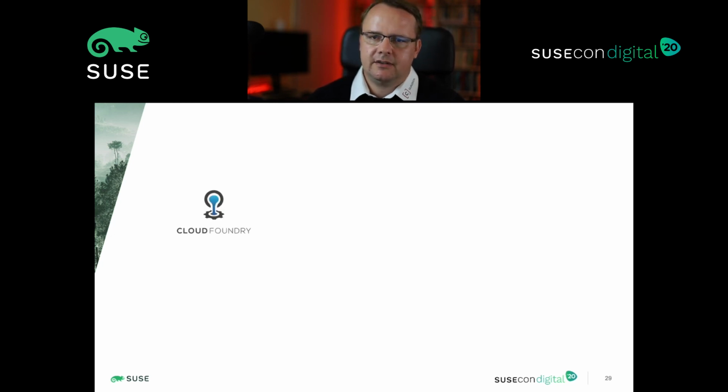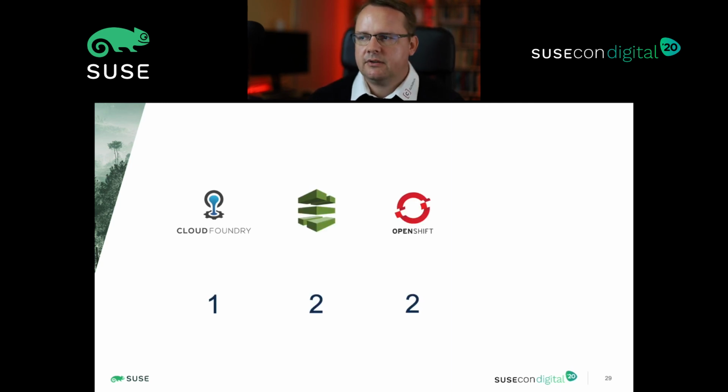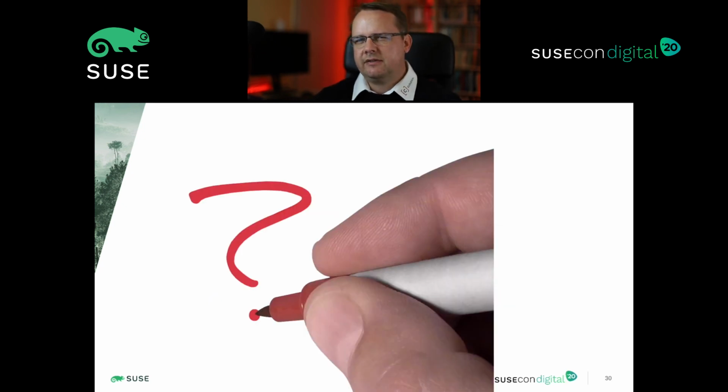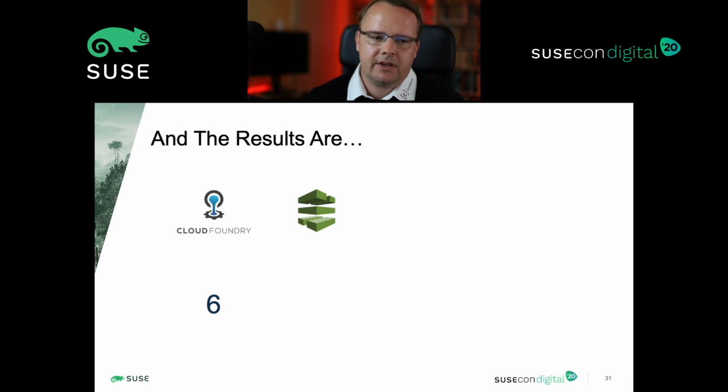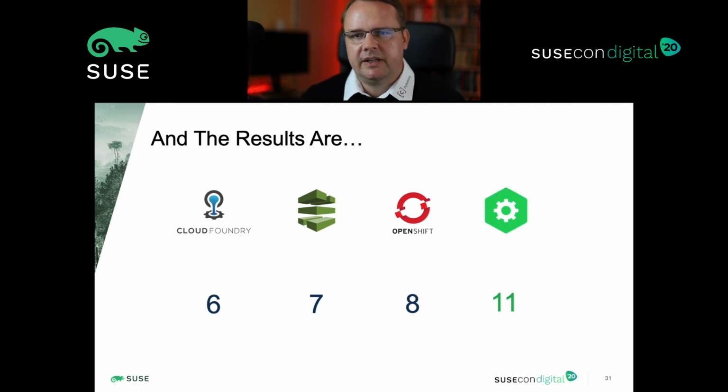Again, let's do the number crunching here. Cloud Foundry gets 1 point. The vendors get 2 points. Red Hat's OpenShift gets 2 points. And SUSE Cloud Application Platform gets another 2 points. So, where does that leave us? Has anyone done the mathematical calculation? Well, I did. So we end up with Cloud Foundry having achieved 6 points. The cloud vendor specific offering 7 points. Red Hat's OpenShift has got 8 points. And the SUSE Cloud Application Platform got 11 points.